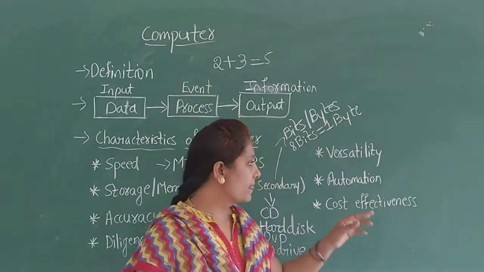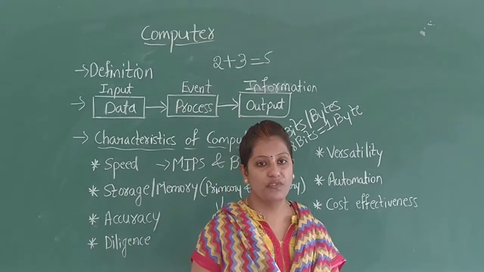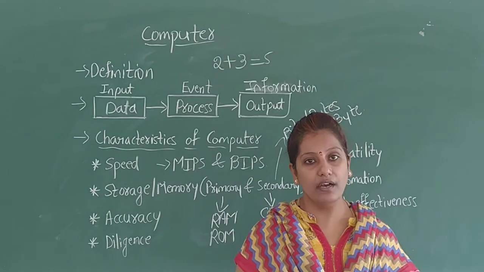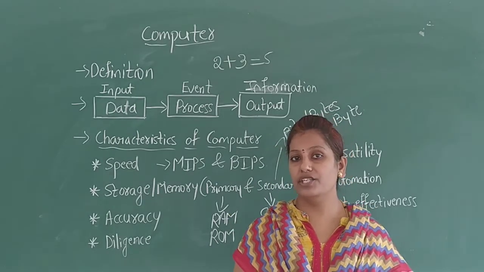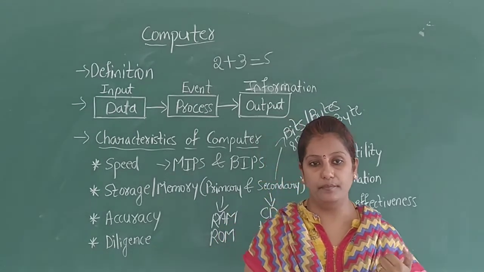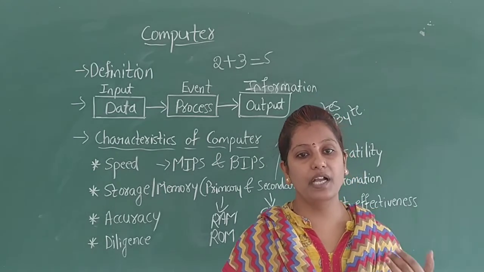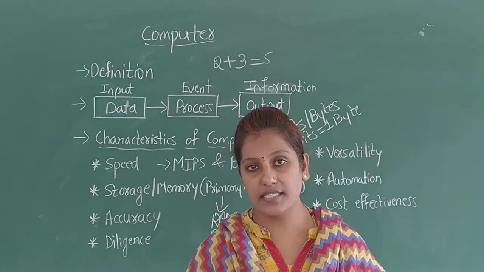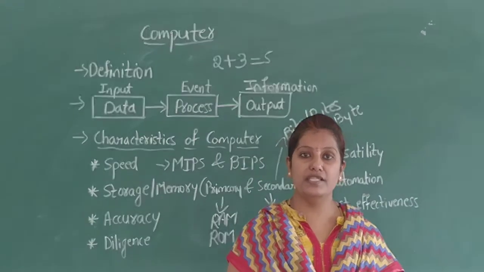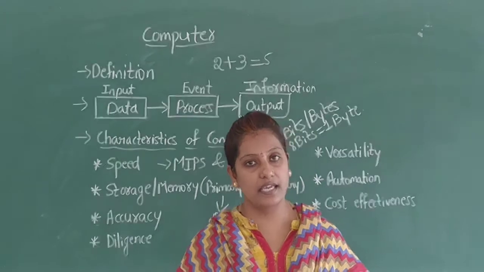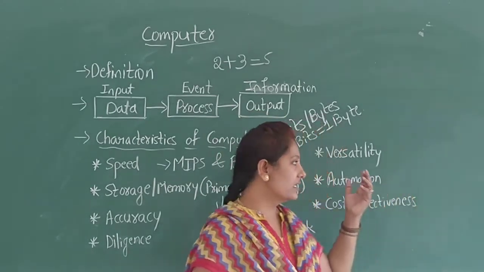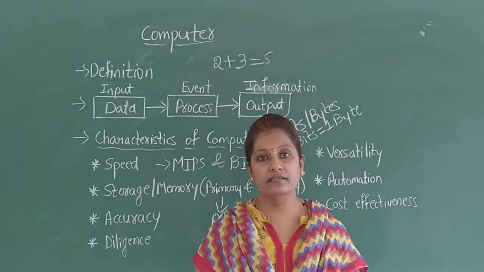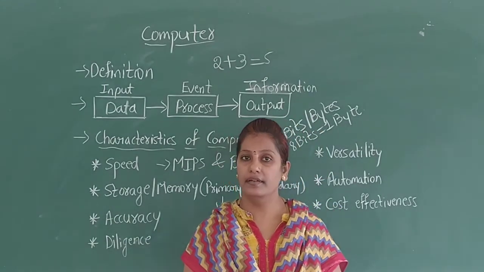Next, versatility. A computer can work on a number of applications at a time. Computers are capable of performing a number of tasks at a time, which is called multitasking, known as versatility. Means a number of application software can run at the same time.